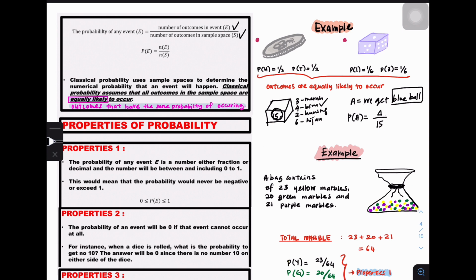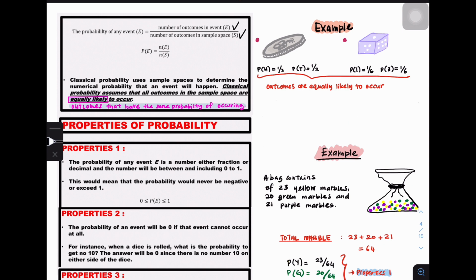Alright, let's see the first property here. Okay, so the first property said that the probability of any event E is a number either fraction or decimal, and the number will be between and include 0 to 1. Okay, so when we calculate the probability of any event, the probability value will be either fraction or the decimal number, but the number must be in between and including 0 and 1. Sama ada daripada 0 ke 1 sahaja. Dia tak boleh kurang daripada 0, dia tak boleh lebih daripada 1. Kenapa? Kita tengok ya.